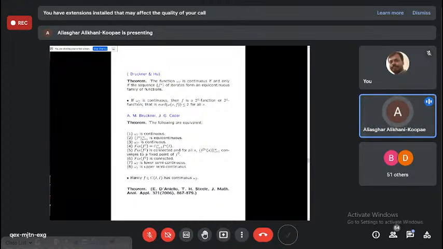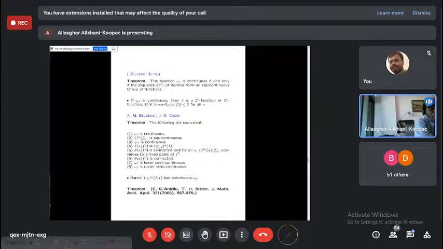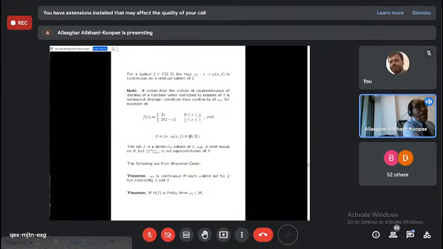Omega of f is lower semi-continuous. Omega of f is upper semi-continuous. See, lower semi-continuous looks more general, upper semi-continuous looks more general, but they are equivalent to omega of f being continuous. But rarely do continuous functions have omega of f continuous. Okay, so Emma D'Aniello and T. H. Steele, in the Journal of Mathematical Analysis and Applications, showed that for a typical f, the map omega of f, which takes x to omega of x and f, is continuous on a residual subset. So on a huge subset of I it is continuous, but rarely continuous on the entire I.